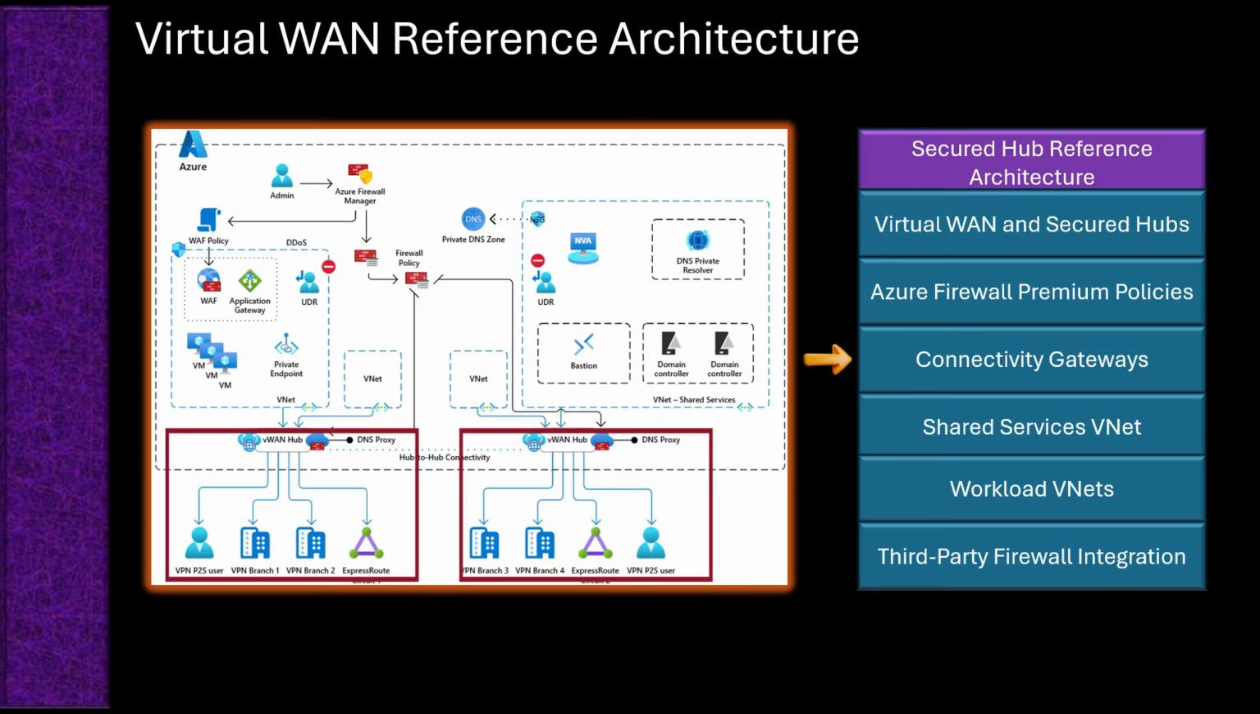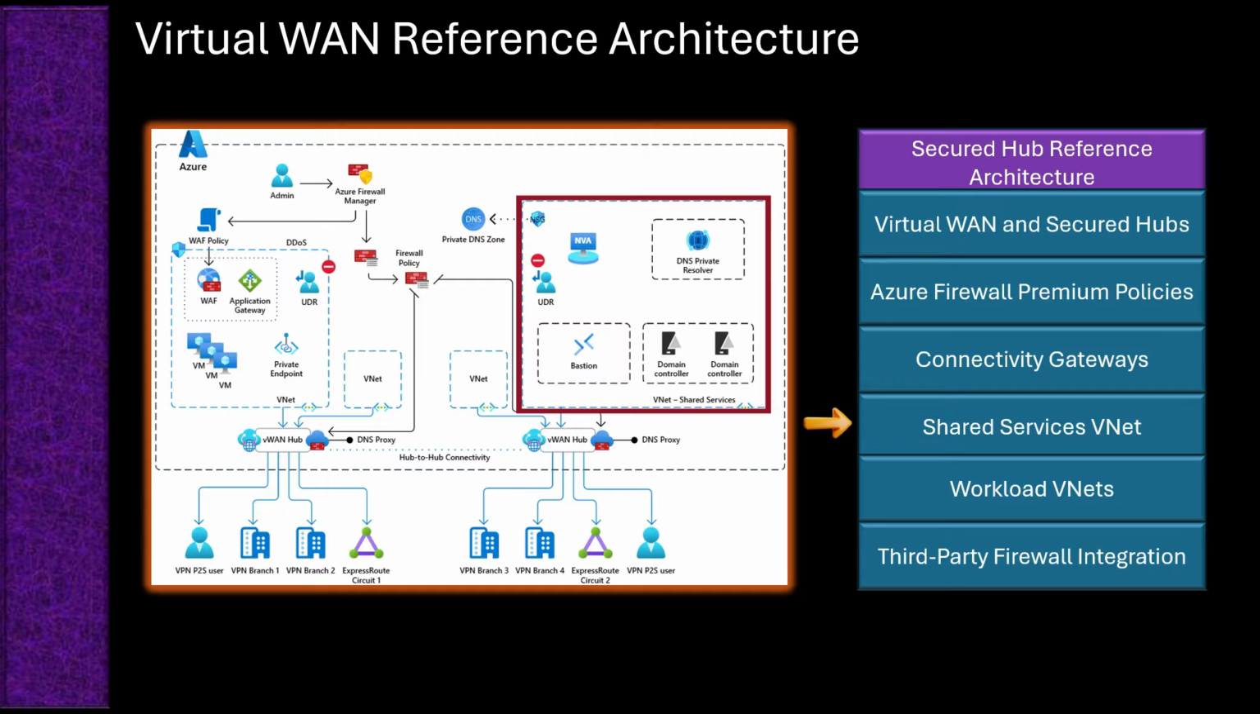Connectivity gateways such as point-to-site VPN, site-to-site VPN, and ExpressRoute gateways facilitate secure connectivity for users, branch offices, and on-premises data centers. A dedicated virtual network for shared services hosts core infrastructure components that cannot reside in the virtual WAN hub. Examples include custom DNS VMs or Azure DNS Private Resolver for DNS resolution, Active Directory Domain Services domain controllers, Azure Bastion for secure RDP or SSH access, and other essential services.